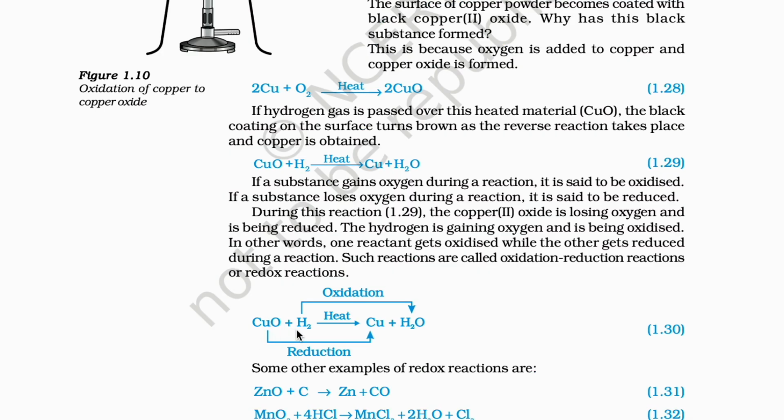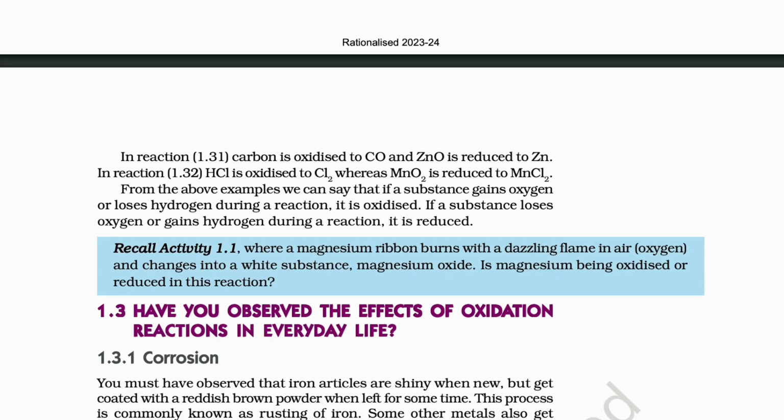CuO plus H2 in the presence of heat converts to Cu plus H2O. H2 has oxidation, CuO has reduction. Some other examples of redox reactions are ZnO plus C converts to Zn plus CO, and MnO2 plus 4HCl converts to MnCl2 plus 2H2O plus Cl2.